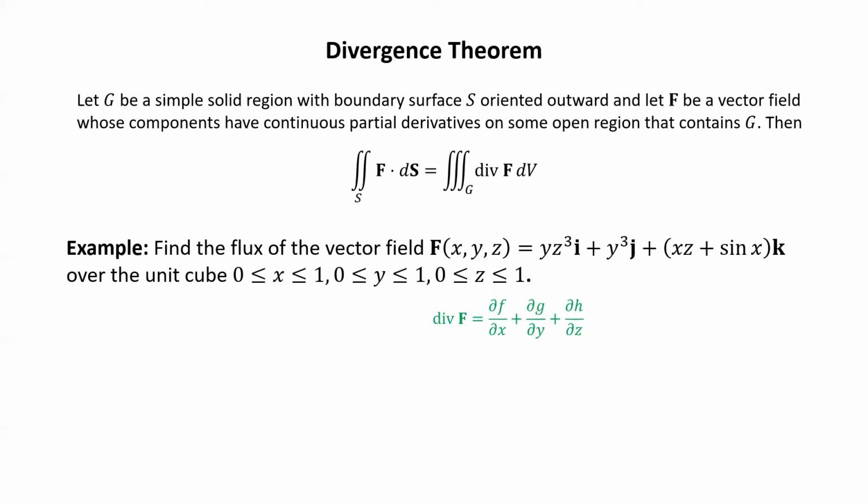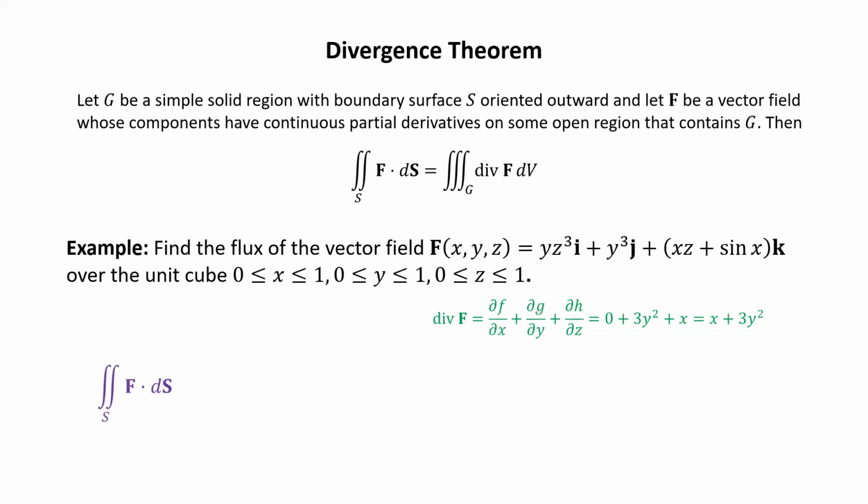Again, the divergence of F is just the partial of F with respect to x plus the partial of G with respect to y plus the partial of H with respect to z. In this case, the partial of F with respect to x is 0. The partial of G with respect to y is 3y squared, and the partial of H with respect to z is x. And we can write that as x plus 3y squared.